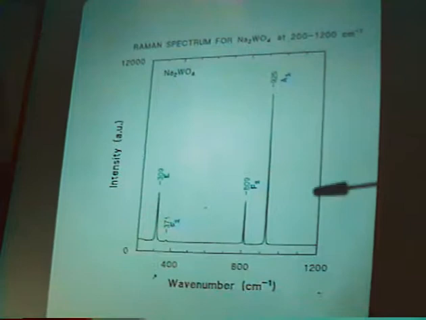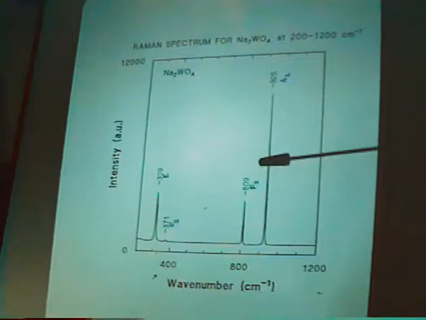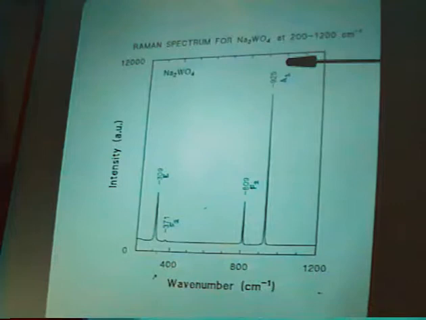But the assignments are made here. These are the symmetric and asymmetric stretching modes of the sodium tungstate. And this is sodium tungstate in nearly pure tetrahedral symmetry. But when we go to the sodium tungstate on cerium oxide in a moment, I'll show you that this spectrum is essentially reproduced.